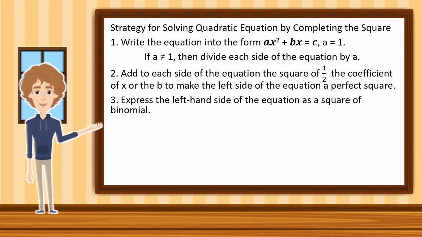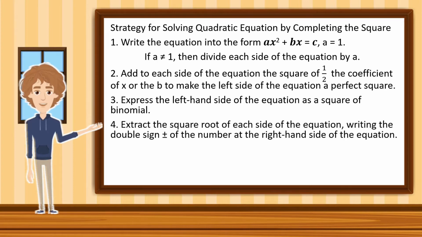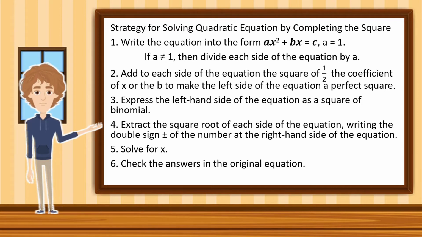Then number 3, express the left hand side of the equation as a square of binomial. Then number 4, extract the square root of each side of the equation by writing the plus or minus sign on the number at the right hand side of the equation. And then let us now solve for x. And after solving for x, we will check the answer in the original equation.